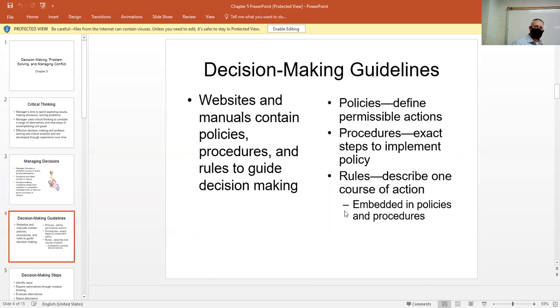So when you're making decisions, some of the guidelines that you can go by: websites and manuals have policies, procedures, and rules to guide decision-making. Kind of like, you can find anything on the internet now, right?